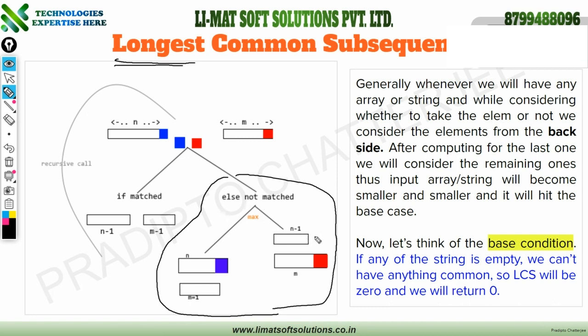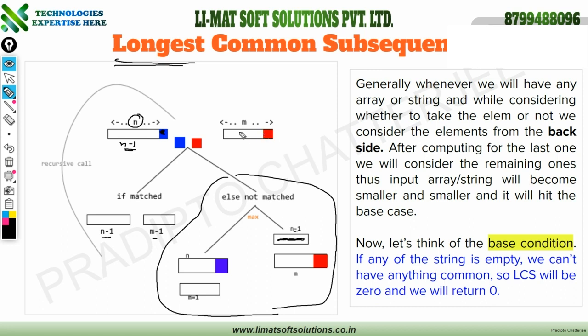So right here I will take the remaining part of the first string. If the length of the first string is n, and I am removing one character, what will be the remaining length? The remaining length will be n minus 1. So I will take n minus 1. Here also I have done the same calculation. N minus 1 is basically the remaining part.